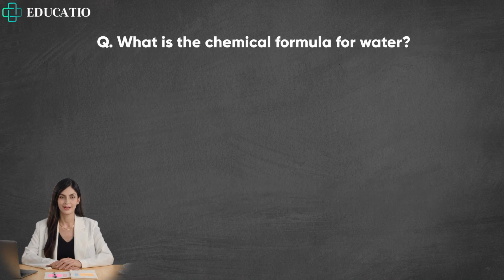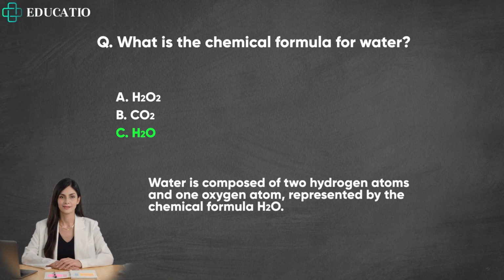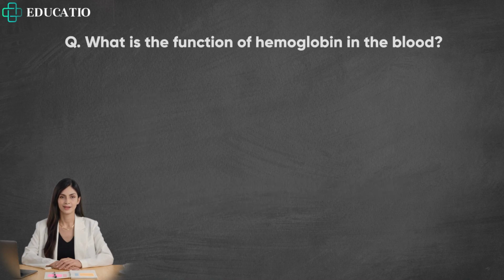Question: what is the chemical formula for water? A. H2O2. B. CO2. C. H2O. Answer: C. H2O. Explanation: water is composed of 2 hydrogen atoms and 1 oxygen atom, represented by the chemical formula H2O.